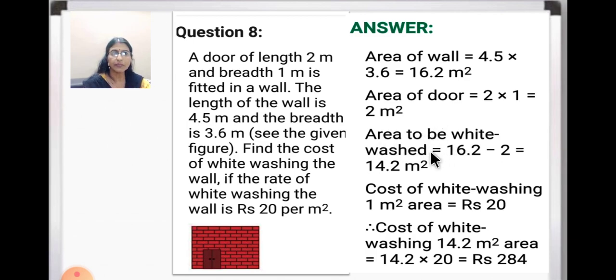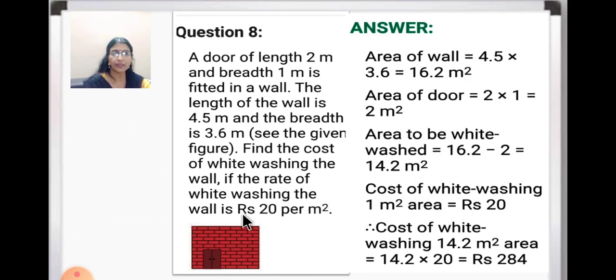Now the area to be whitewashed, what we will do? We are going to subtract this value from 16.2. So 16.2 minus 2 is equal to 14.2 meters square. Now what we have to do? This is the area which we have to whitewash.